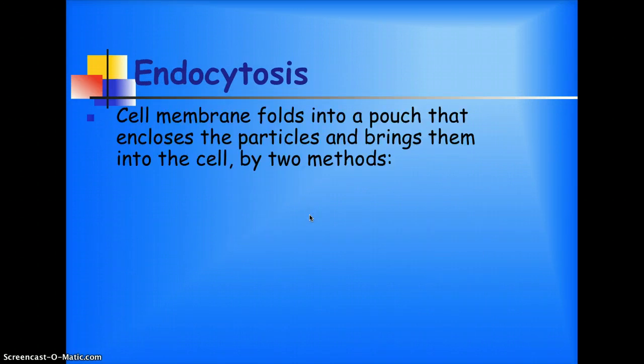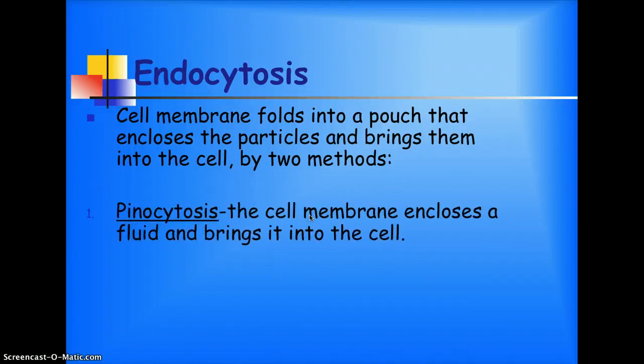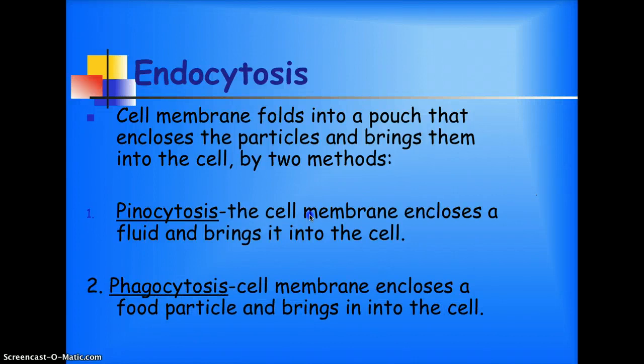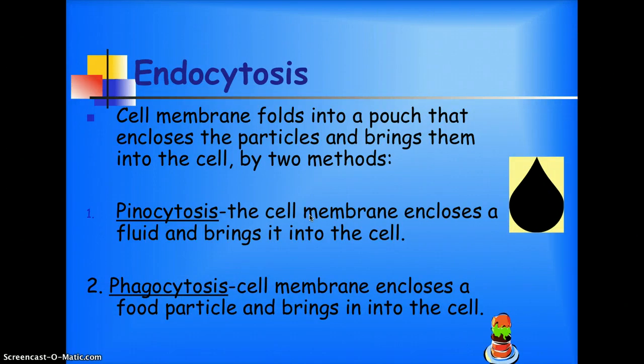Endocytosis is when the cell membrane folds into a pouch and brings molecules into the cell, either by pinocytosis, which is when the cell membrane encloses fluid and brings it into the cell, or phagocytosis, and that's when it brings food particles into the cell. So in endocytosis, either liquids or solid particles are moved in via pinocytosis or phagocytosis. And I always think of phago with the PH sound and food. So I remember that phago is food and pino is fluid.